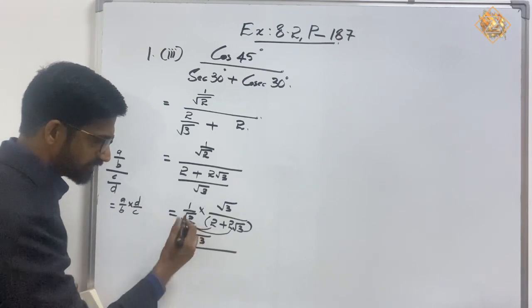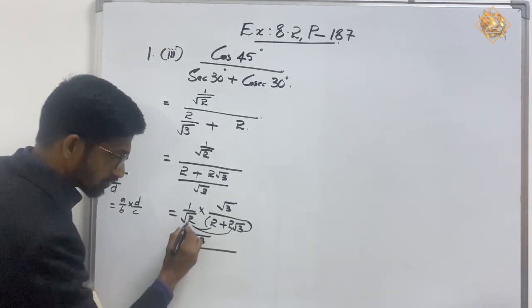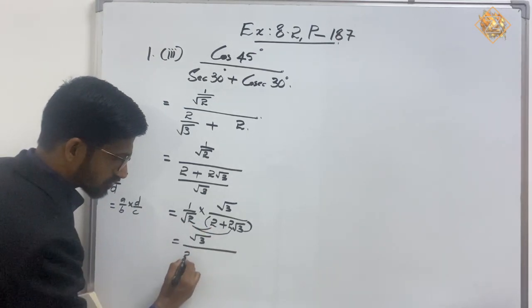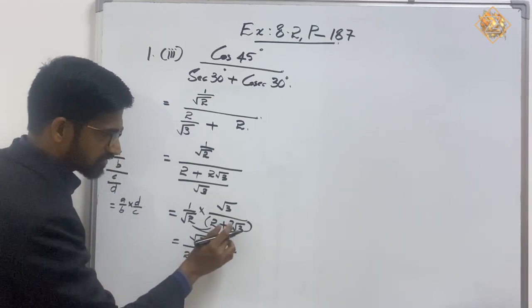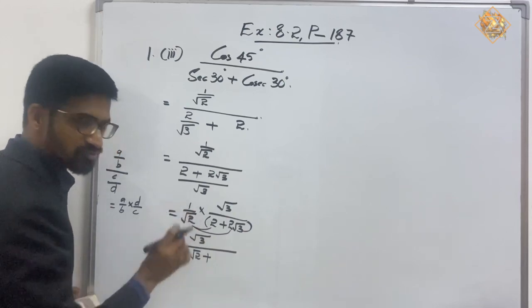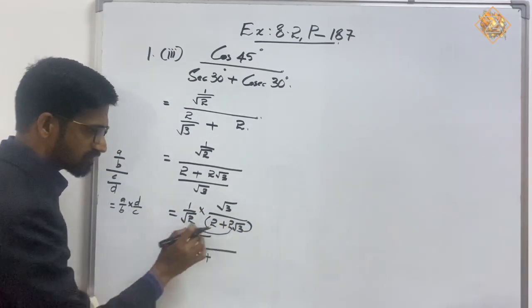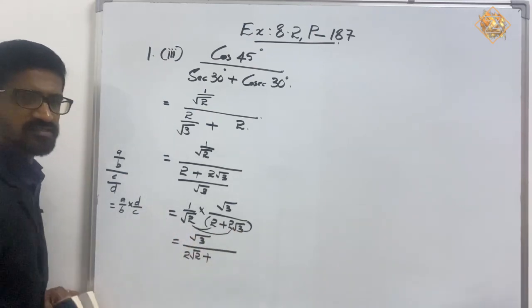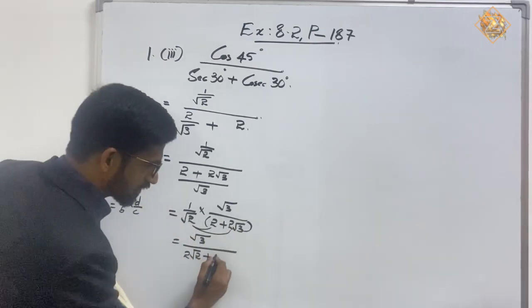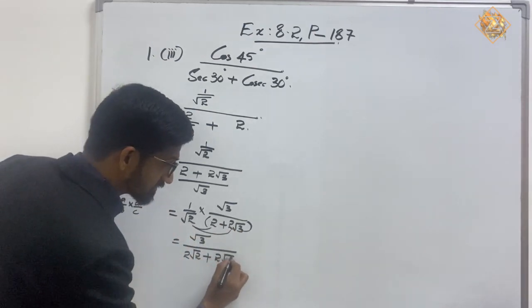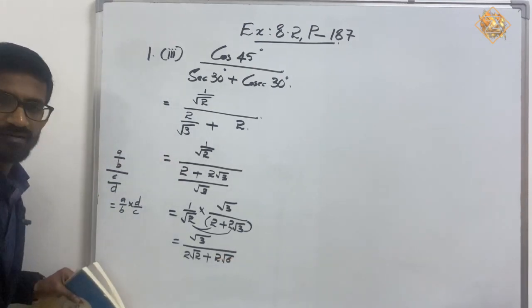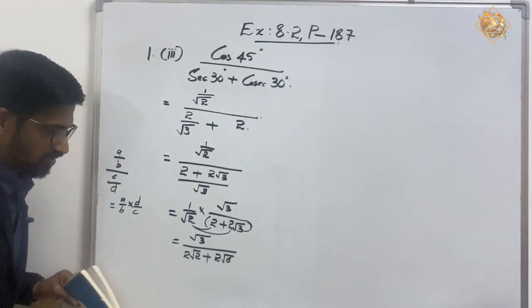So 2 root 2 into root 2, it is what? Root 2 into 2, it is 2 root 2. Okay students, plus 2 root 3 into root 2. Root 2 into 2 root 3. So root numbers will multiply, that is root 3 into root 2, it is root 6. So that is 2 root 6. Hope it is clear.